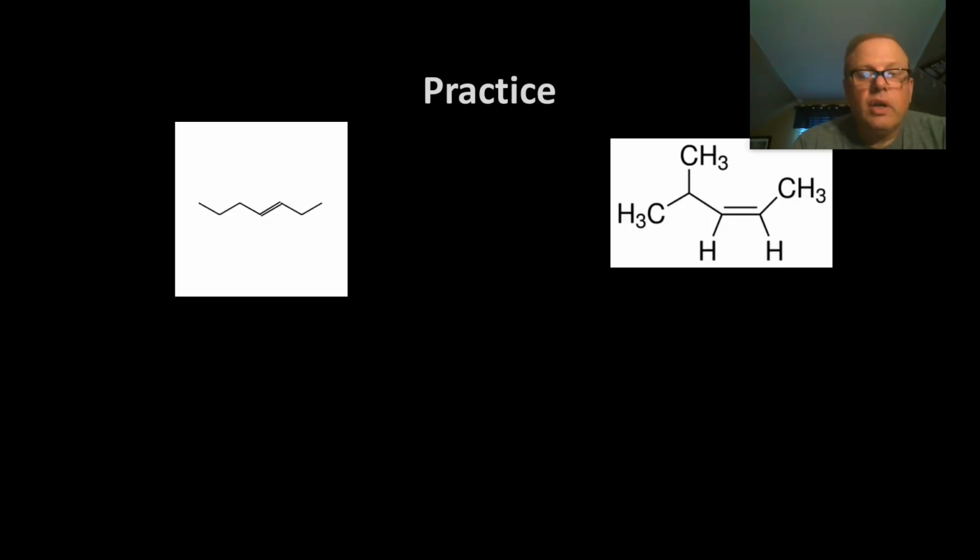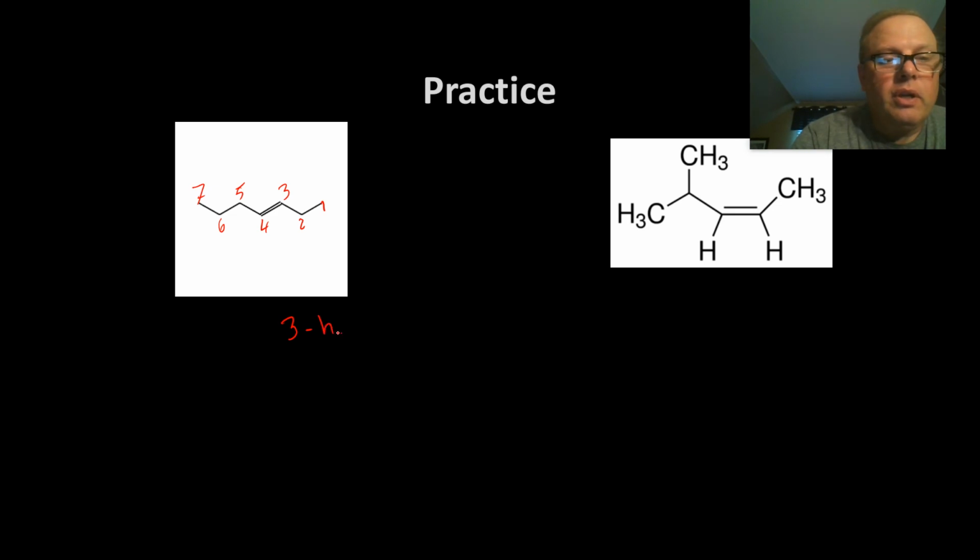Okay, now a little bit of practice here just to end us. This is cool when you look at it like this because it's the easiest way to draw it. It's how I would draw it. So we have 1, 2, 3, 4, 5, 6, 7. Why did I start from this end? Because the double bond is closer to it. So it's heptene, and the double bond is on the third carbon. So it's going to be 3-heptene. Now, because it goes across like this, and again, remember, trans is across.